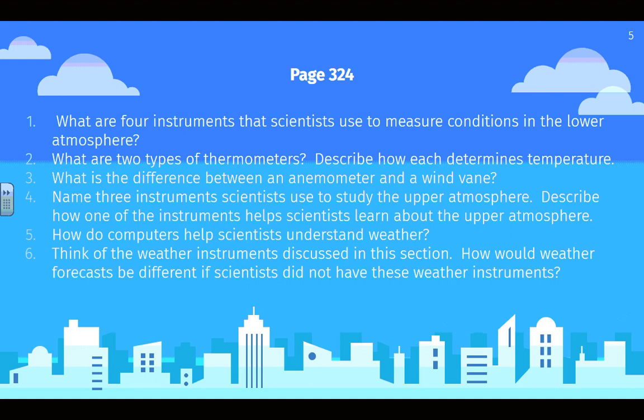Question 1. Thermometer, barometer, anemometer, wind vane.